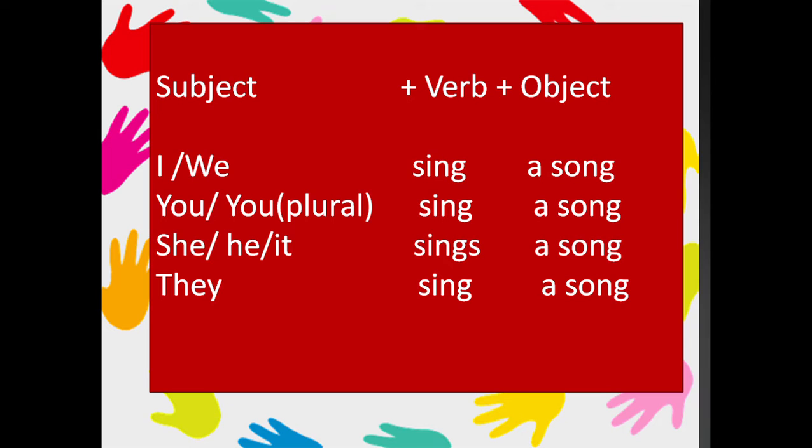Let us see some of the examples for simple present form of tense. I sing a song, or we sing a song. You sing a song, or you all sing a song. She, he, it sings a song, while in plural form, they sing a song.